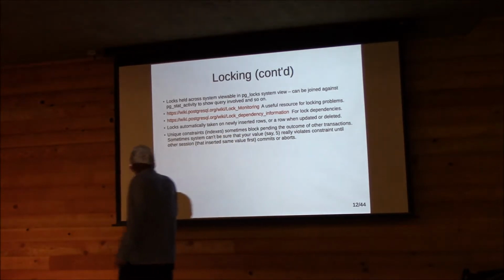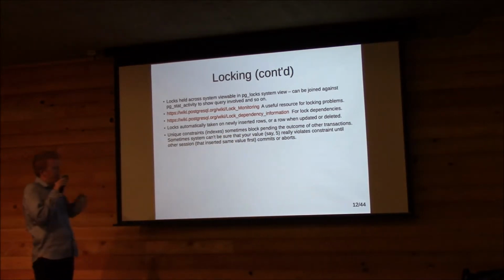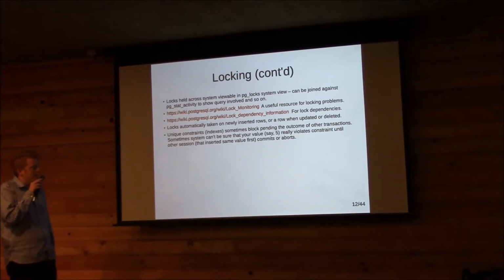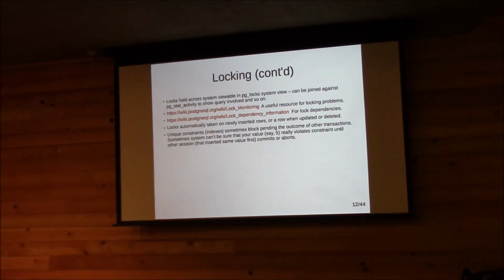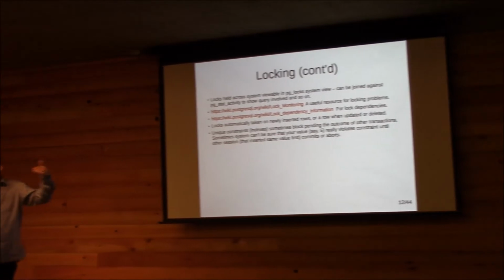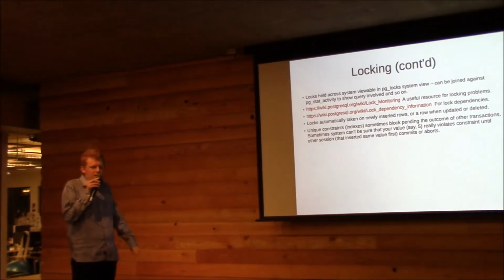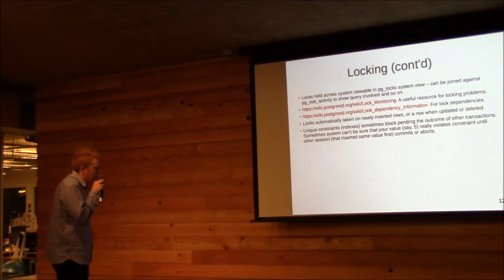So, just to give you a few examples, blocks are automatically taken on inserted rows, or a row when it's updated or deleted. Unique constraints are kind of a special case because they're enforced by locks. If you insert, say, the value 5 into a table, and some other session has already inserted that value but hasn't committed yet, your session is going to block pending the completion of the other transaction, because it's not clear yet whether you need to have a unique constraint violation. So they're a special and interesting case in that regard.